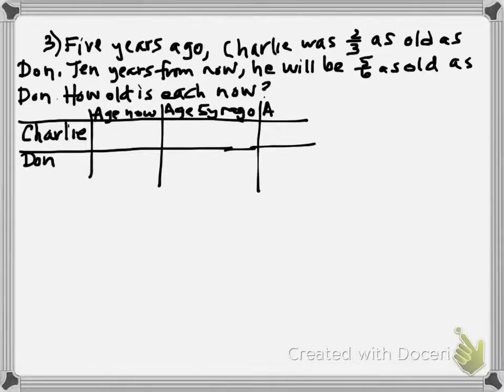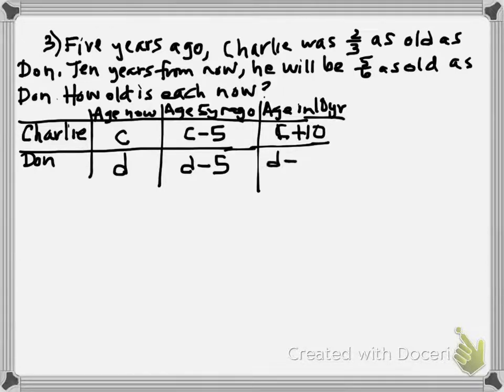And then we have age in 10 years. So I'm going to let C and D represent Charlie and Don respectively. And how would I show their age 5 years ago? What would I do to their current ages? I'm going to take away 5 from each of their ages, and that represents their past. And how would I show their age in 10 years? I would add 10 to both of their ages. So we give C plus 10 and D plus 10.